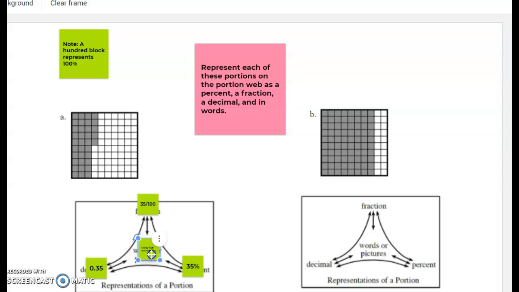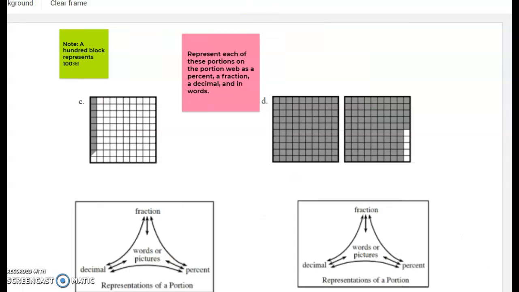That is how you would fill out your portion web. So you would have all 4 equivalent or equal parts. For this one, you would do the same. You would look at how many are shaded in. You'd write it in fraction, percent, decimal, and with words. And on the last slide, it's the same exact thing with 2 more examples. You would fill out the portion webs using the sticky notes for C and D.